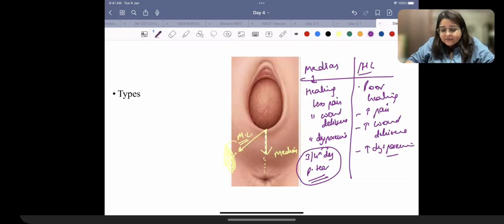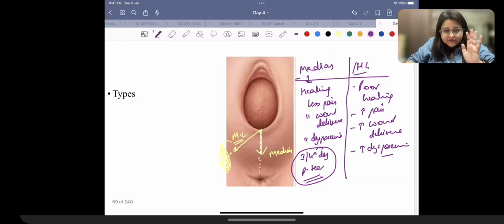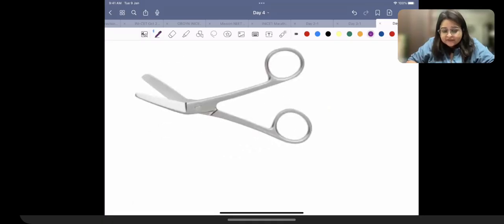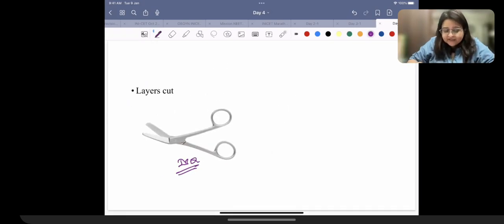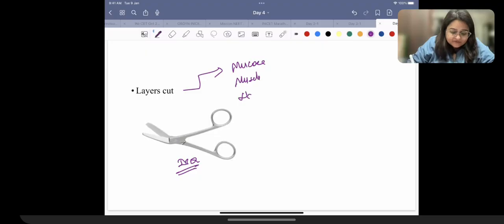So this is median and mediolateral episiotomy. कैसे देते हैं episiotomy? This question has come as an image-based question. This is the episiotomy scissors. Everybody can identify it. What are the layers cut from inside out? You have the mucosa, you have the muscle, and then you have the skin. ठीक है, mucosa. And you suture in the same way. Those who like suturing the episiotomy: mucosa, then muscle, then skin.